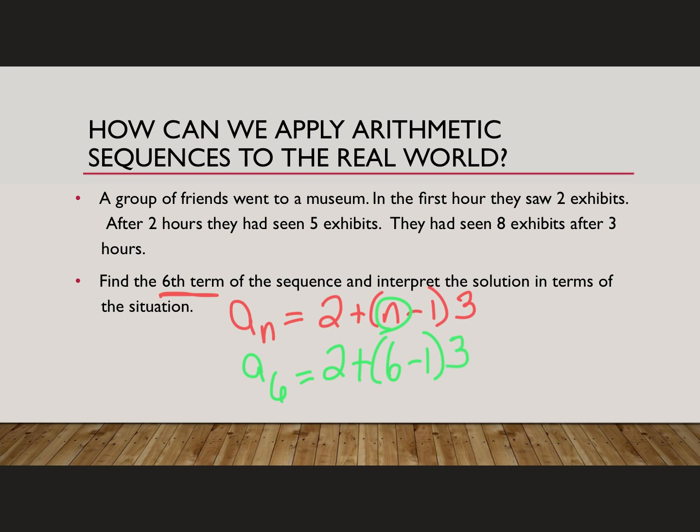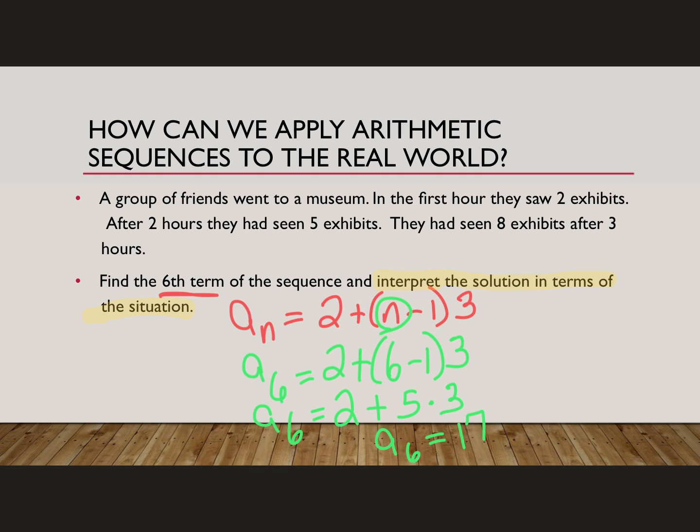6 minus 1 is 5, so I have 5 times 3. 2 plus 5 times 3 to find a sub 6. Well, 2 plus 5 times 3 is going to give me 17. So a sub 6 equals 17. But then it asked me to do something else. It asked me to interpret the solution in terms of the situation.